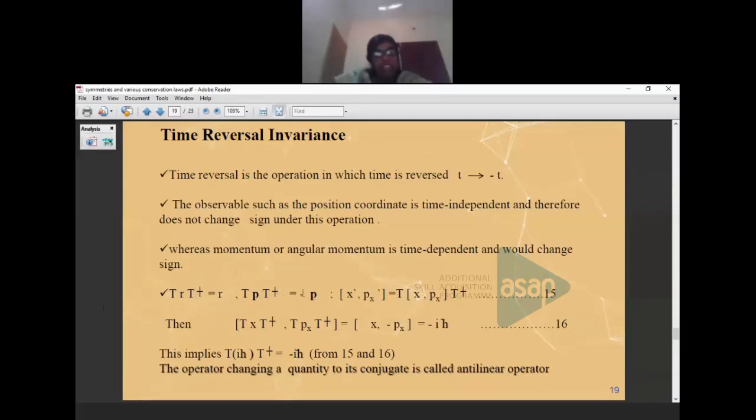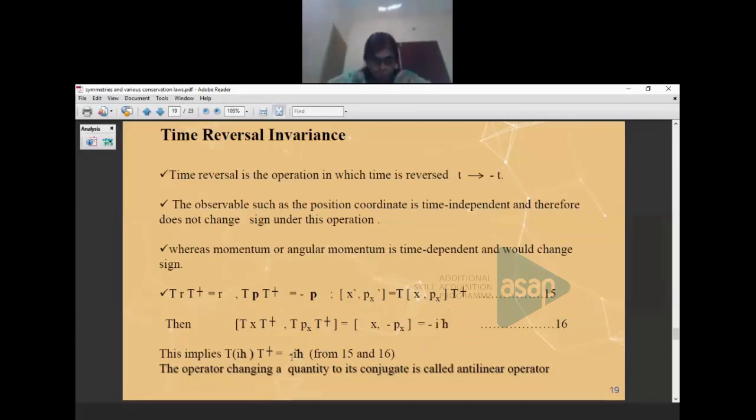So now here we will substitute x prime and p_x prime. When you are subjecting it to a transformation, you will write T [x, p_x] T dagger. Again, this can also be written as [T x T dagger, T p_x T dagger], and T x T dagger is the same as x only, and this is what? This is minus p_x. So now look at equation 15. In the equation, what does it say? [x, p_x] is i h-bar. So T i h-bar T dagger equals minus i h-bar.